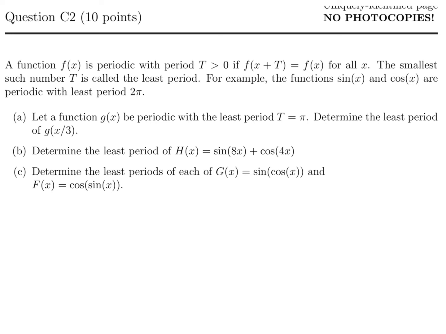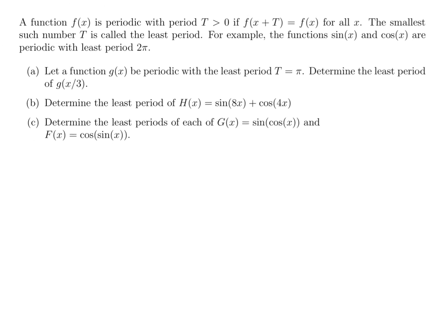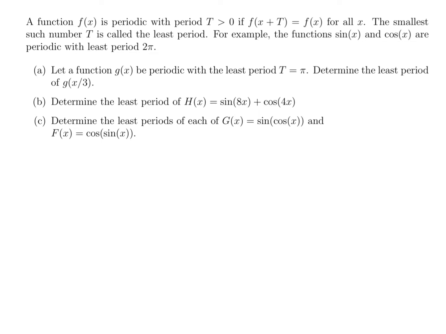A function f at x is periodic with period t greater than 0 if f at x plus t is equal to f at x for all x. The smallest such number t is called the least period. For example, the functions sine x and cos x are periodic with least period 2 pi. Let a function g at x be periodic with the least period t equal to pi. Determine the least period of g of x over 3.